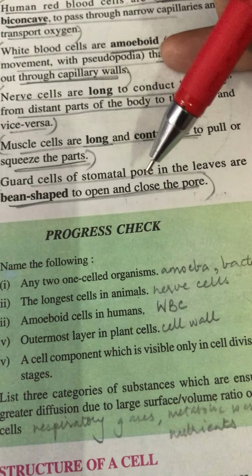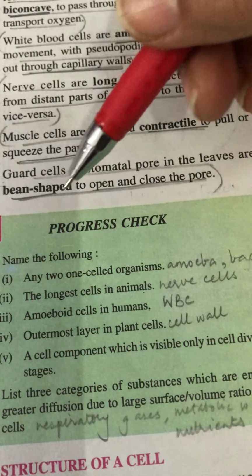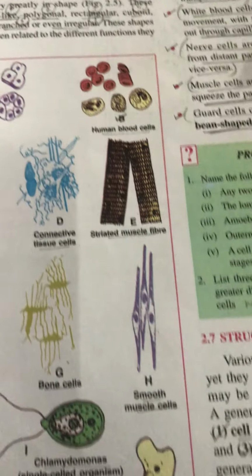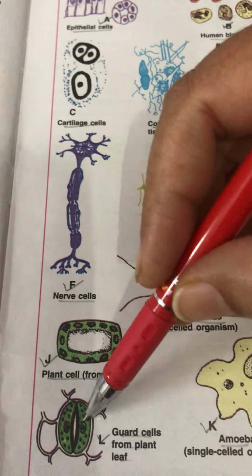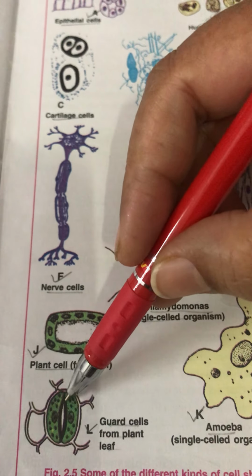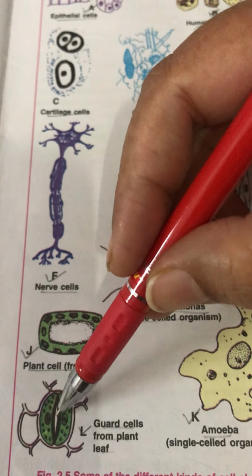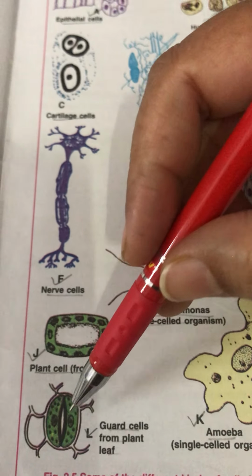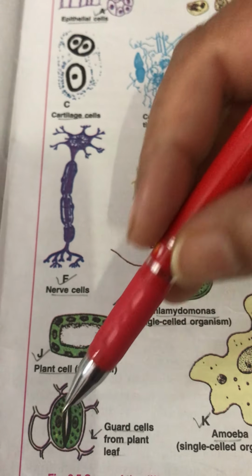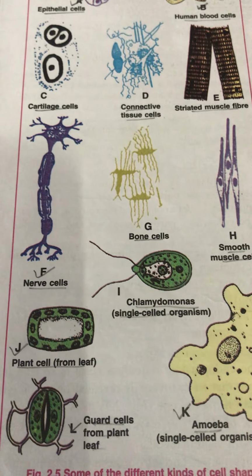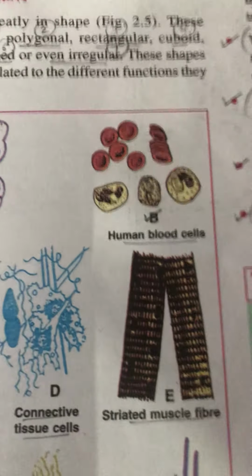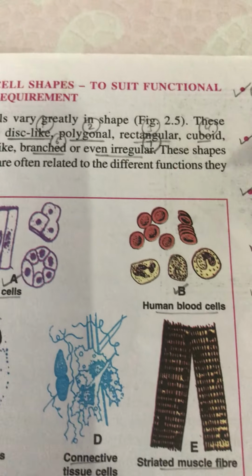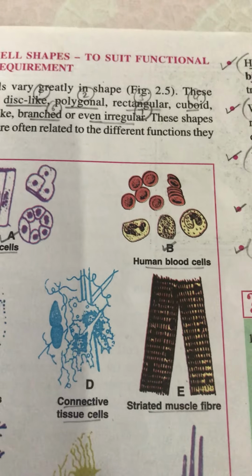Likewise, the guard cells, mainly in dicots, are bean-shaped to open and close the stomata. We have studied about guard cells also. These are the two bean-shaped guard cells which are guarding this opening of the stomata called stoma. So because of this shape only, they can regulate the opening and closing of stomata. So we can easily say that the shape of the cell depends upon the function the cell has to perform.